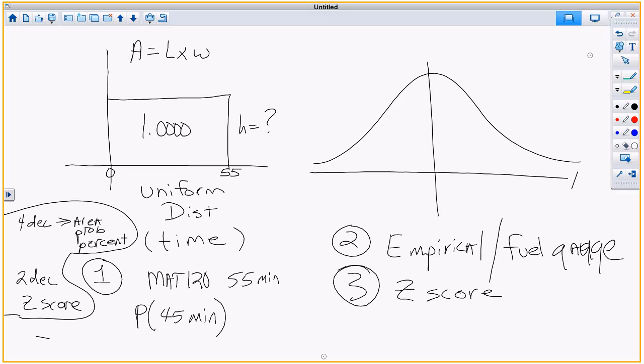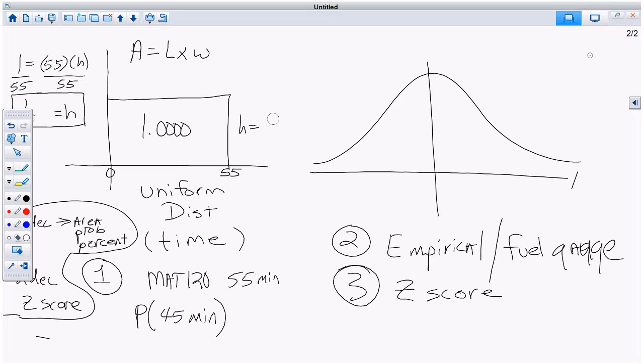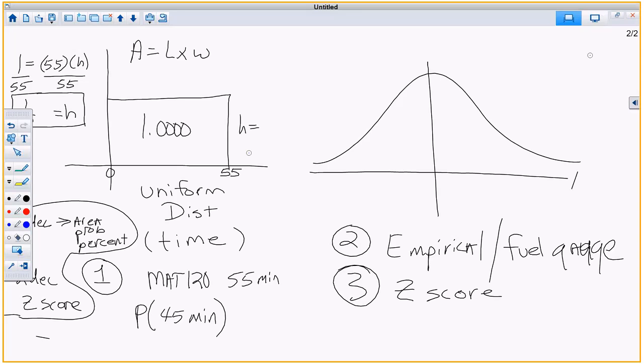All right, so here we go. 1 is equal to 55 times height. Divide by 55, divide by 55. Now I'm going to leave it as a fraction because it might be easier math to do it that way. Okay, so height, let's erase our handy dandy question mark. I'm going to put it in blue because we figured it. 1 over 55.